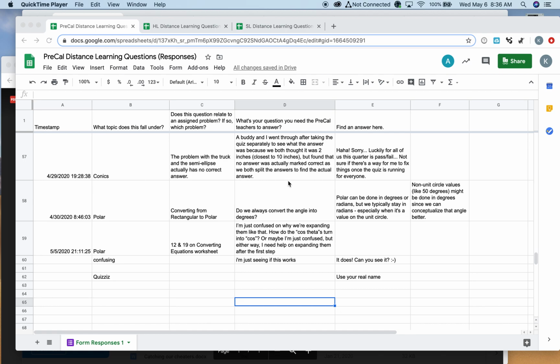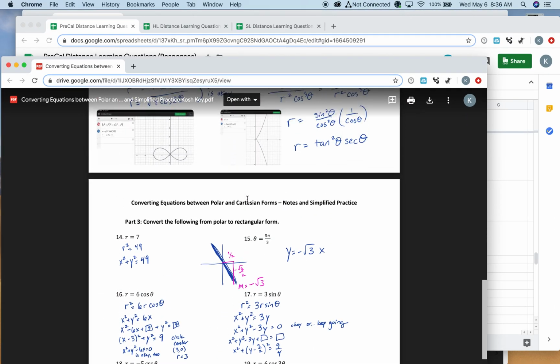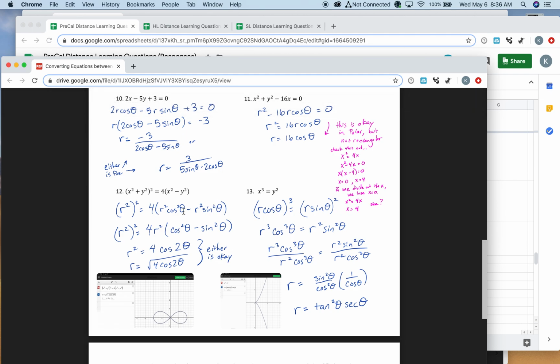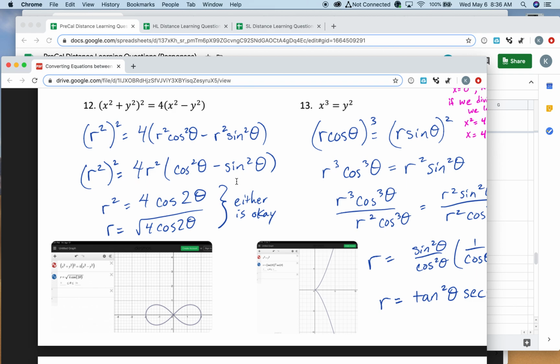Question that I woke up to this morning. I'm looking down here, they're confused on number 12 and 19 on how to get after the first step. So here is my work on 12. With this one, what I have done here is I have remembered my advanced identity.